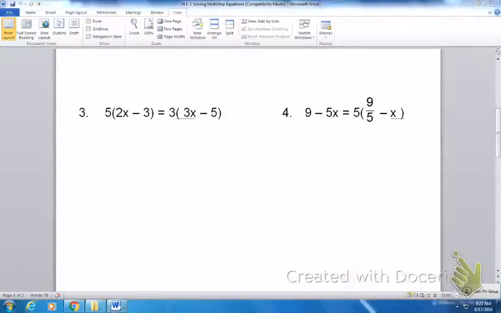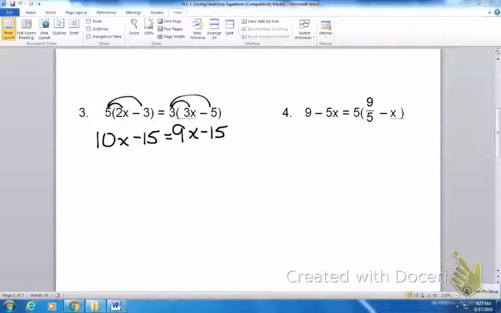So basically the same types of problems, guys. I have 5 times 2x minus 3 equals 3 times 3x minus 5. We're going to go through this one kind of quick because it's pretty easy. So I'm going to work my distribution first. 5 times 2x gives me 10x. 5 times negative 3 is negative 15. I move to the other side of the equal sign. 3 times 3x is 9x. 3 times negative 5 is negative 15.